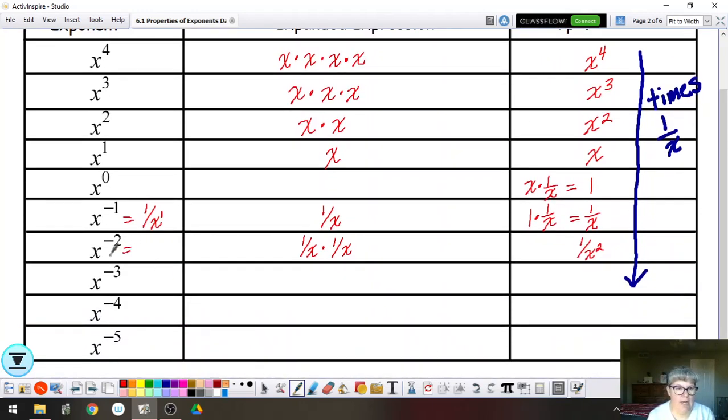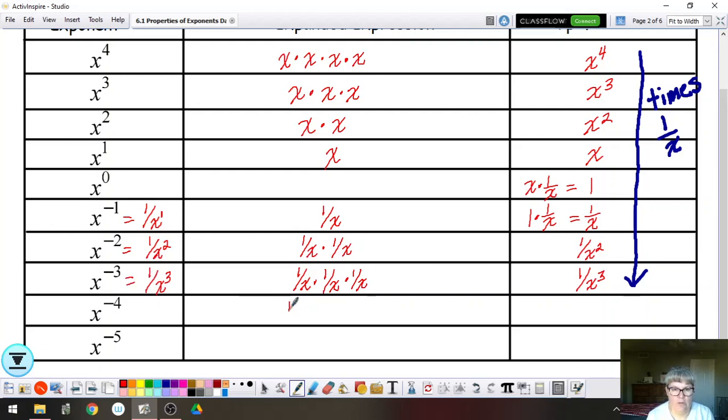So I could write x to the negative 2 as 1 over x squared. Taking my expanded form, multiplying it times another 1 over x, that becomes 1 over x cubed. So x to the negative 3 is the same as 1 over x cubed.